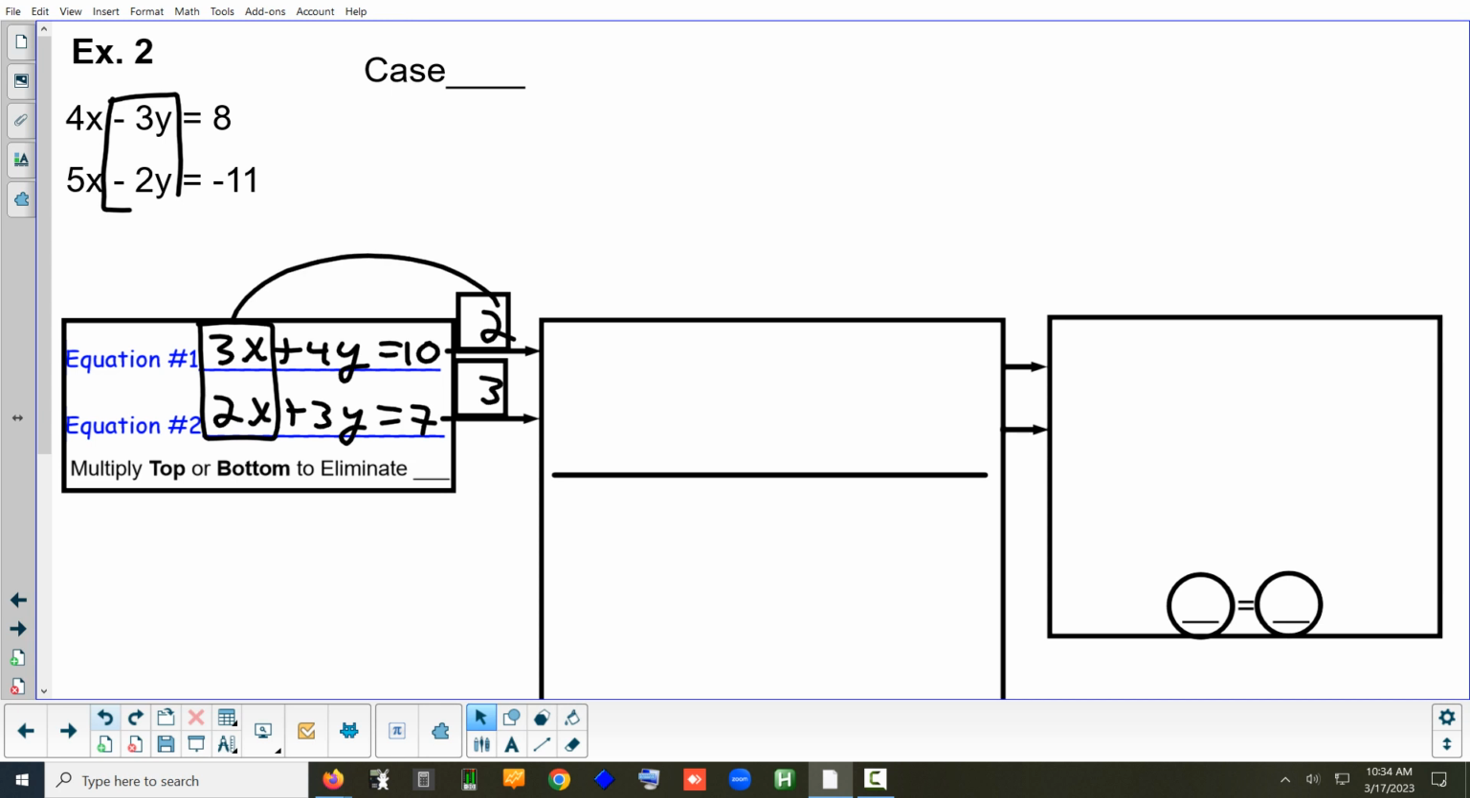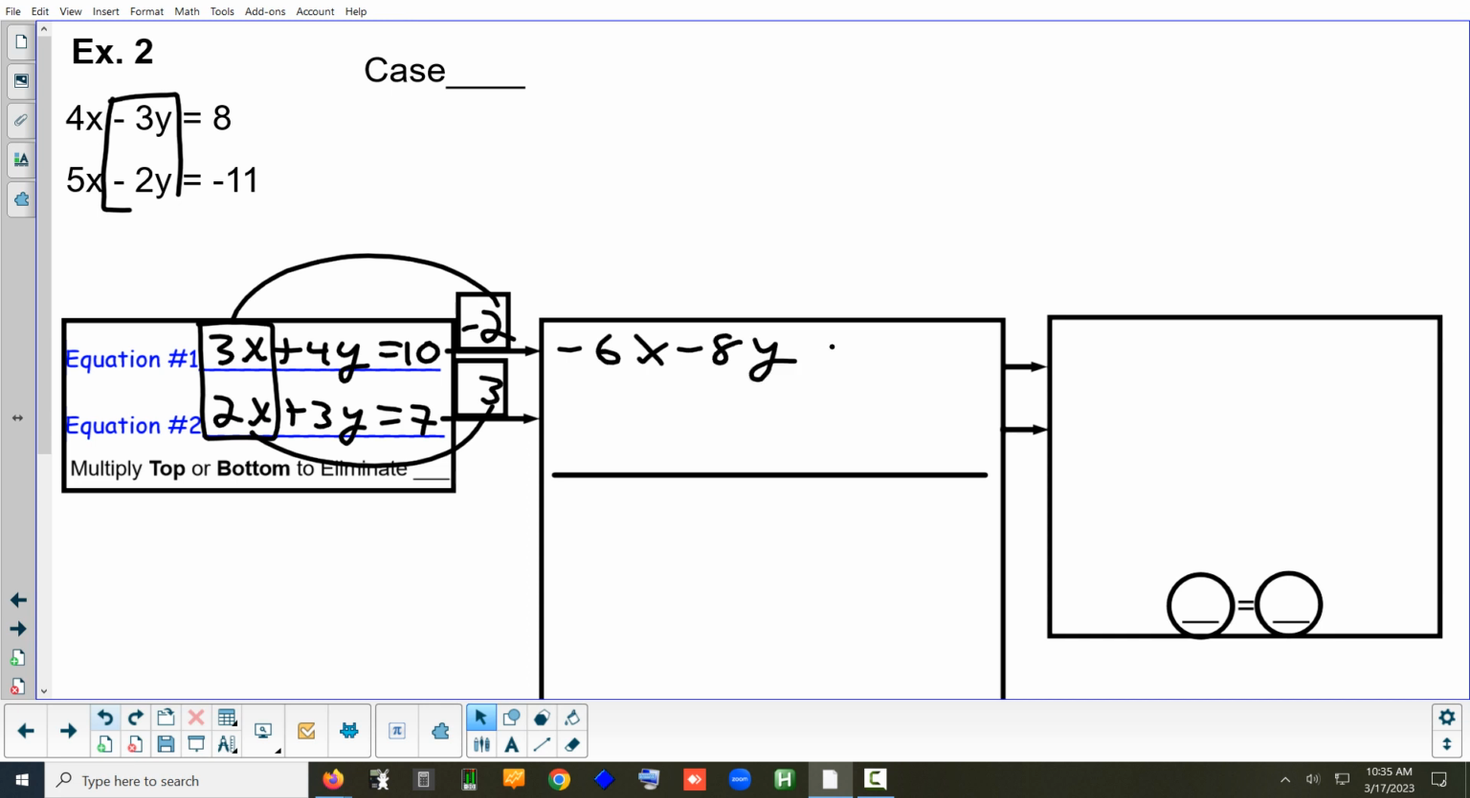What's 2 times 3x? 6x. What's 3 times 2x? 6x. Do those cancel out? 6 plus 6 gives me 0? No, it doesn't cancel. So I need to change one of these to make it cancel. What do I have to do to either one of them? But just one of them, not both. Make one of them a negative. I would just say make the top one a negative. Now let's try it. Negative 6x minus 8y.